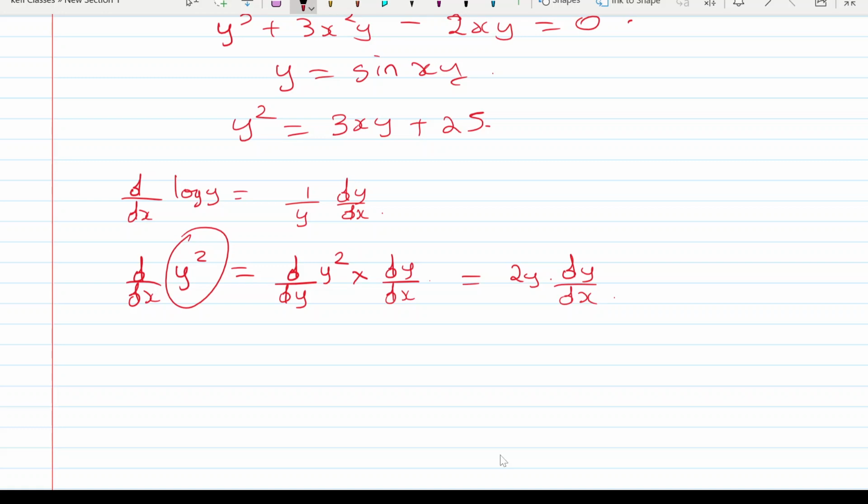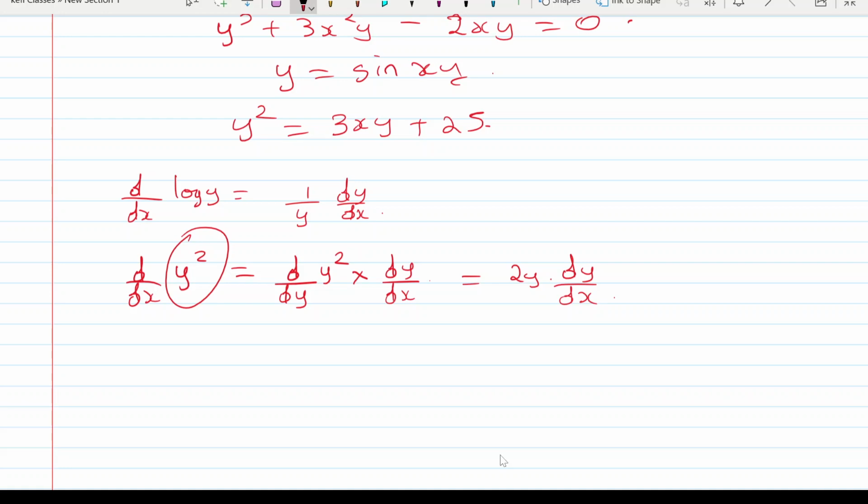So to find d by dx of y square, what do you have to do? You have to take its derivative as if it's a normal derivative, 2y, and then multiply by dy by dx. That is, d by dy of y square. You are initially taking the derivative with respect to y as if it was y only, and then you are multiplying by dy by dx.